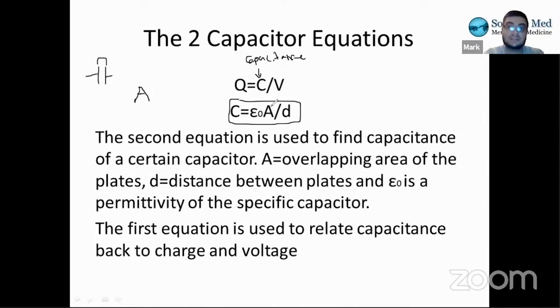Ways to increase the capacitance of a capacitor: make the plates bigger, right? More area, bigger capacitance. Or decrease the distance between the plates. If you increase the distance, capacitance decreases. Decrease the distance, capacitance increases, right?